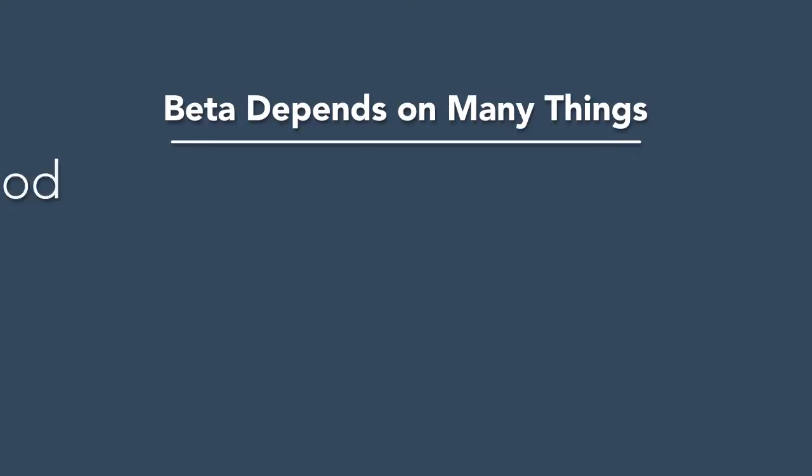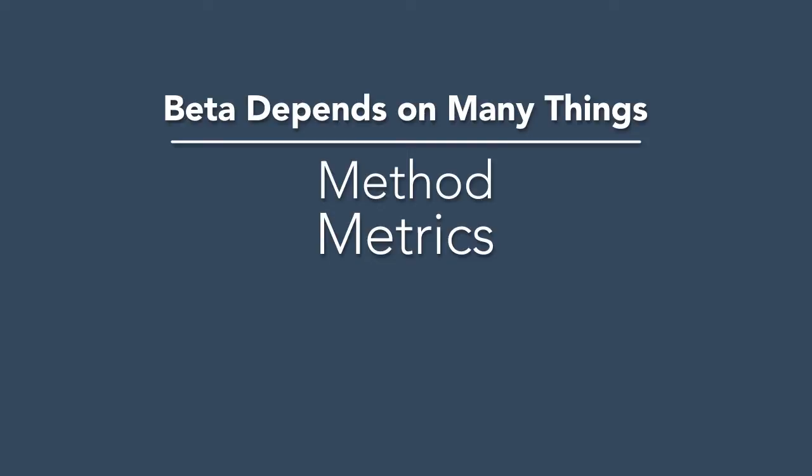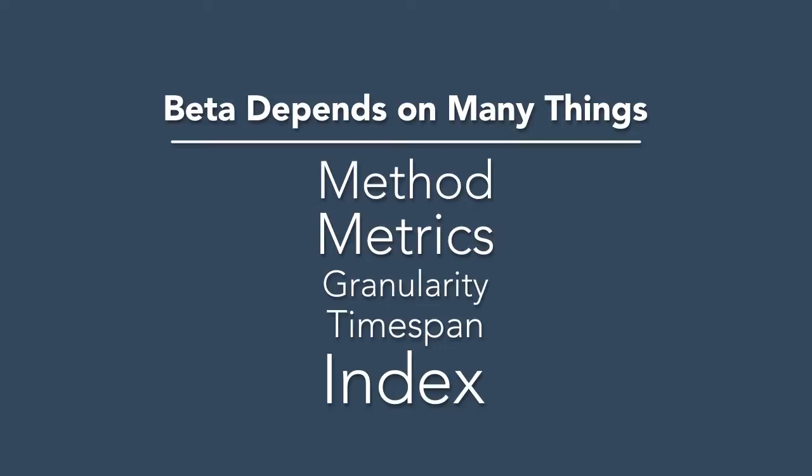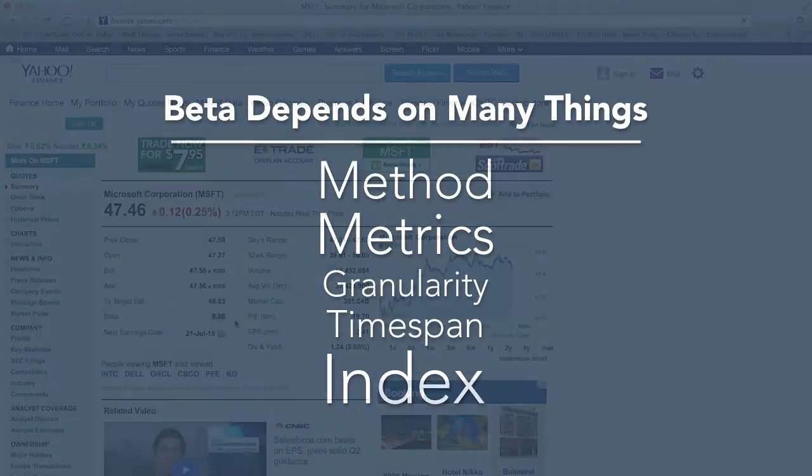So there's multiple ways to calculate beta. It all depends on the method that you use, whether it be CAPM or regression, the metric you're using, such as the return or return on equity of an asset. It also depends on how you're calculating the metric, for example, if you're using closing returns, the returns on closing prices, or the adjusted close. It also depends on the granularity of the data, whether it be daily, weekly, or monthly returns, the time span, over 1 year, 3 years, or 5 years, and also the index, whether it be the S&P 500 or the NASDAQ, or whatever it may be.